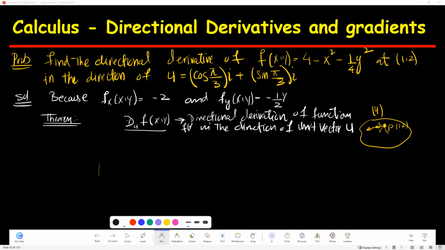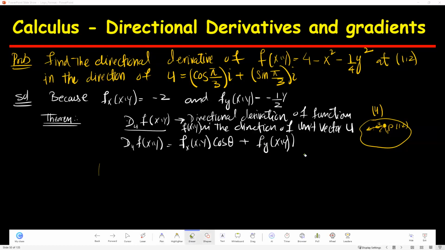I'm going to call the whole function here, right? And if you want it mathematically, we already learned about this theorem, I'm going to write it like this. Take the partial derivative of the function with respect to x and cos theta. Cos theta is the unit vector's x component, right? And really what we are doing, I'm going to show you in a minute. And here is sine theta.